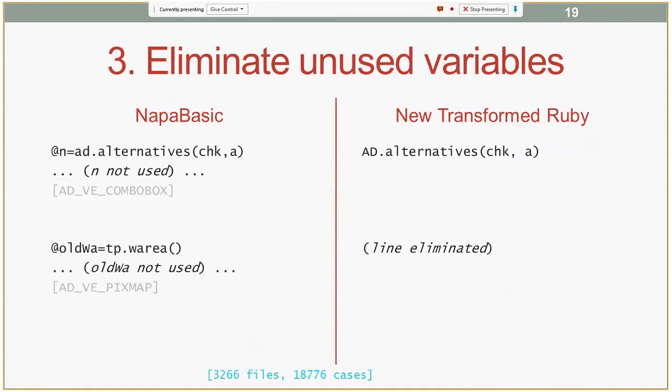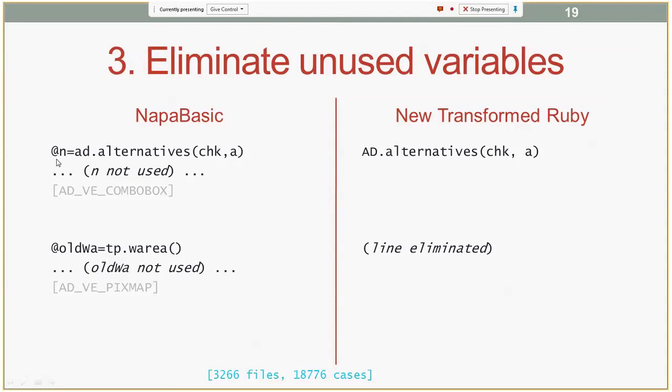And actually this case comes exactly now. So, elimination of unused variables, a very, very neat thing. We don't have that in Ruby, but I can guarantee we have had 18,000 or more cases of assigning variables that are never used in NapaBasic.